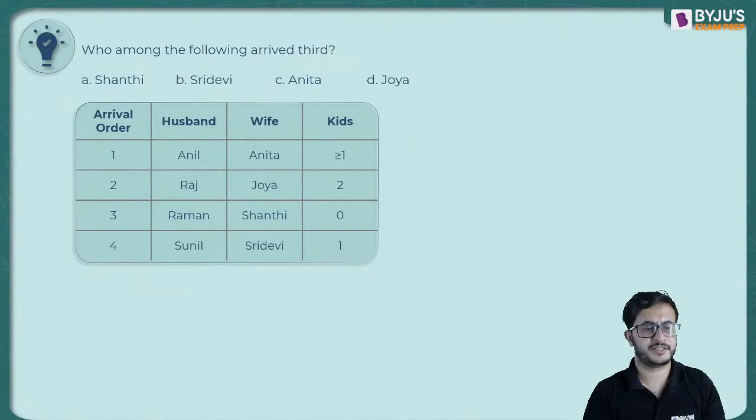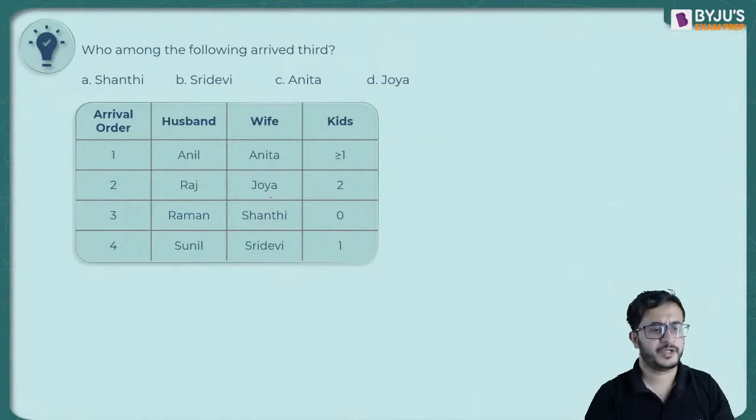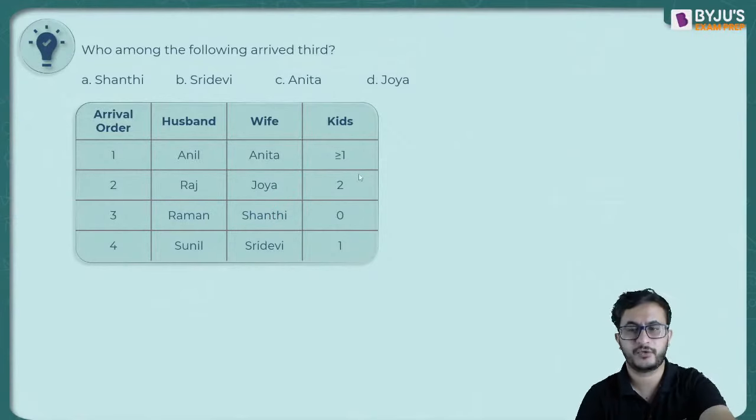Nothing is given as such. Raj and Joya are the second to come, with 2 kids. Raman and Shanti are the couple that do not have any kid, and Sunil and Sridevi have 1 kid because it is given that Sunil is the last person with only one kid. So this is the order in which they arrive at the place. Right, so let's answer the questions on this.